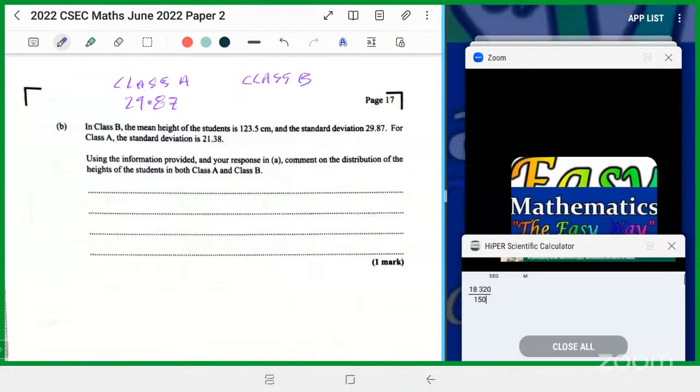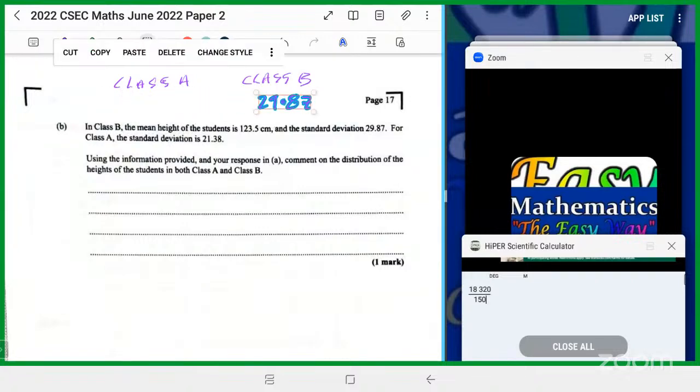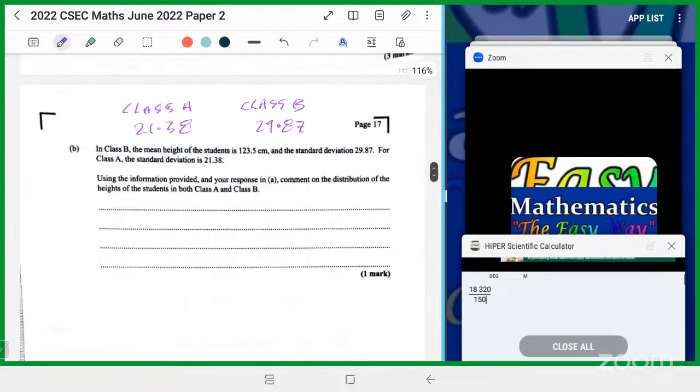Standard deviation for class B is this one over here. Get it right. Yes, I shall get it right. Class B is this one. Class A standard deviation is this smaller one, 21.38. We put them down there.